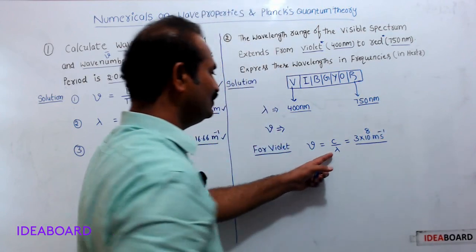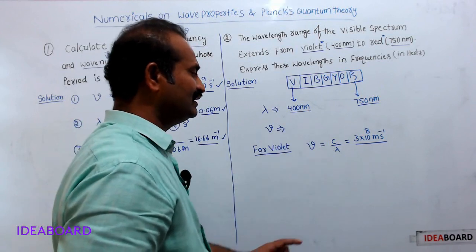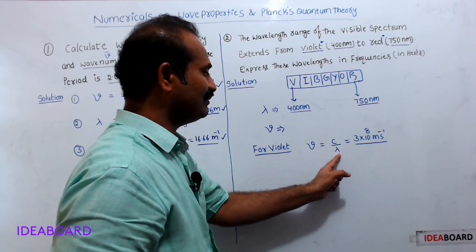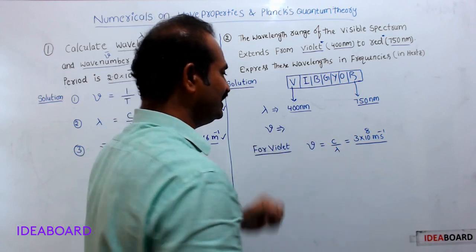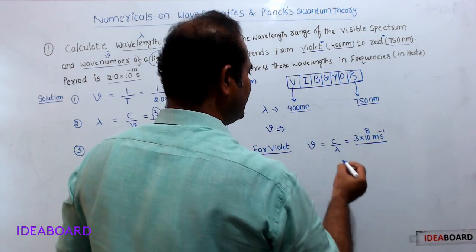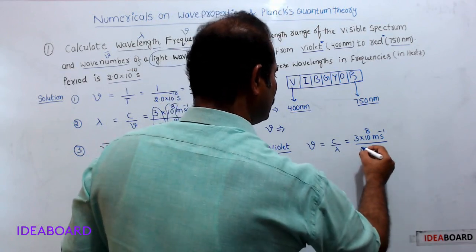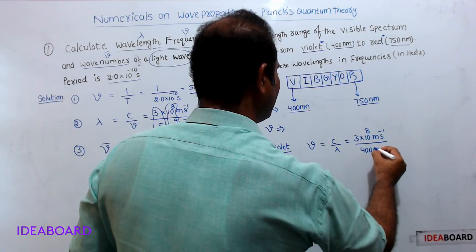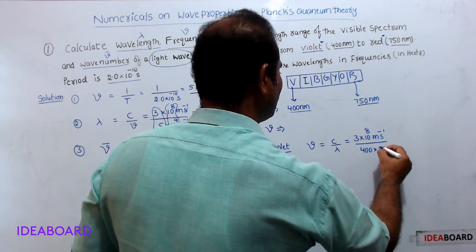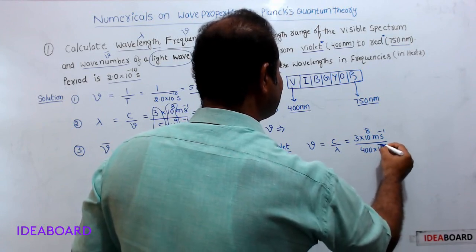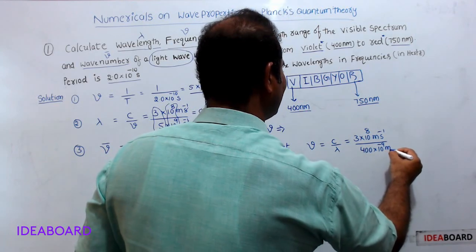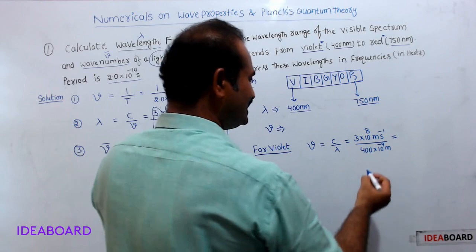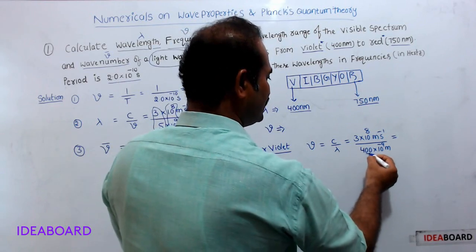See here, lambda value is 400 nanometers, but the value of c is expressed in terms of meters per second. That's why lambda should be expressed in terms of meters. So convert this 400 nanometers into meters. We know 400 nanometers means 400 into 1 nanometer, and 1 nanometer is equal to 10 power minus 9 meters. We know this.